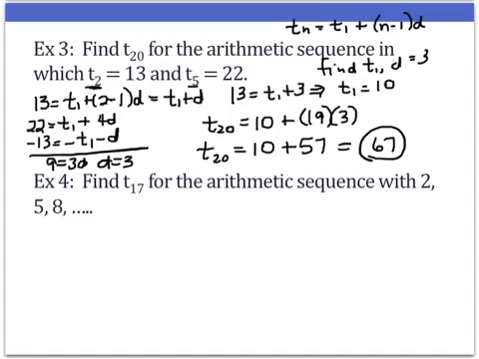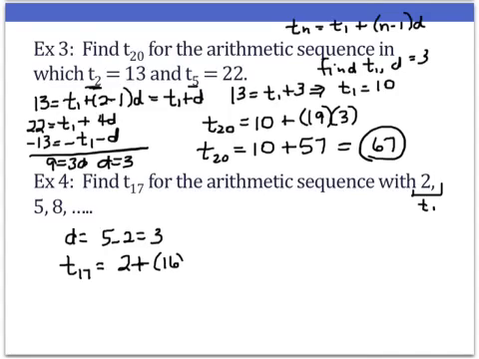Now, example 4. We want to find the 17th term. This time, I do have my first term. There's my first term. And my difference is 5 minus 2, so the difference is 3. So we're good there. So the 17th term is equal to the first term plus the n minus 1, so it's 17 minus 1, so that's 16. And then times 3. So that's 2 plus, here's where the 48 is, plus 48, and that is 50.